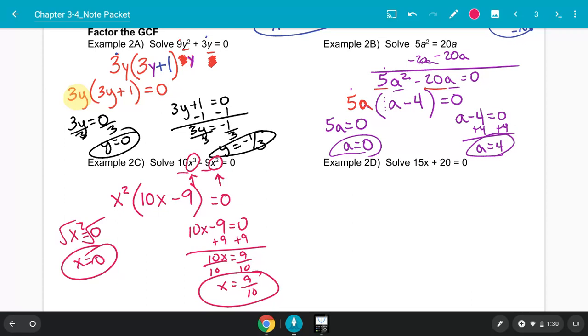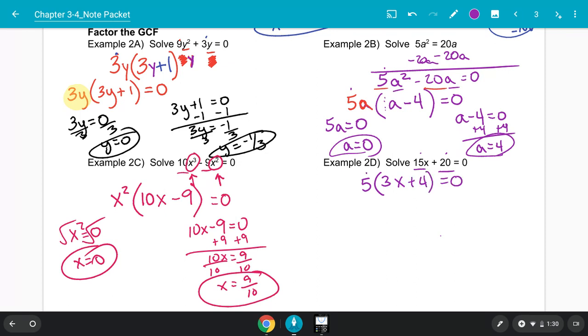All right. Last one. With this one, we don't have much in the way of variables, so we just look at the numbers, the coefficients, 15 and, well, 20 is a constant. So if we look at 15 and 20, what's the biggest that both can be divided by? That would be 5. And then what's left is 15 divided by 5 is 3. There's no letters shared, so we can't pull any variables out. So we have an x, and then 20 divided by 5 is 4.